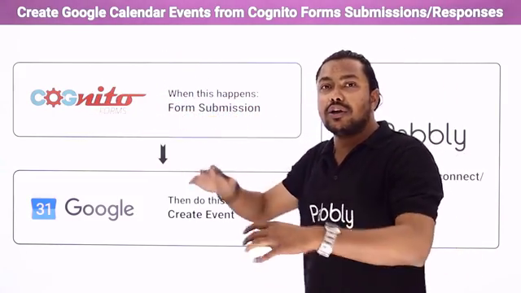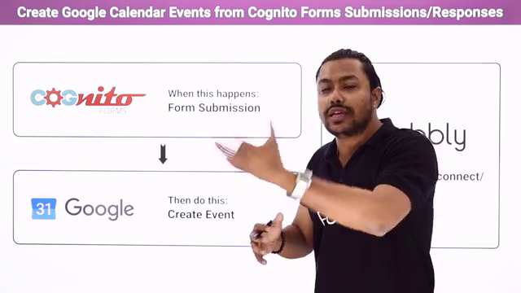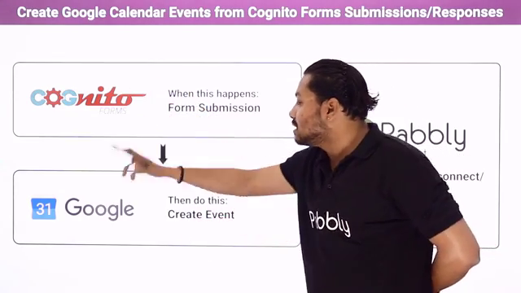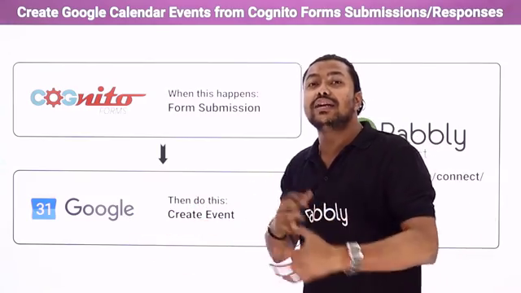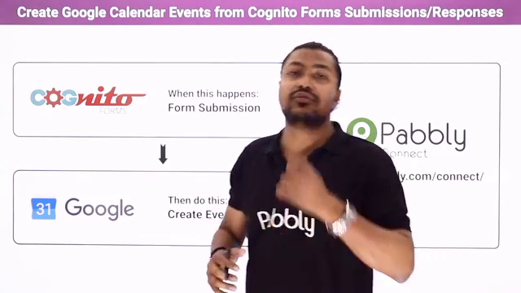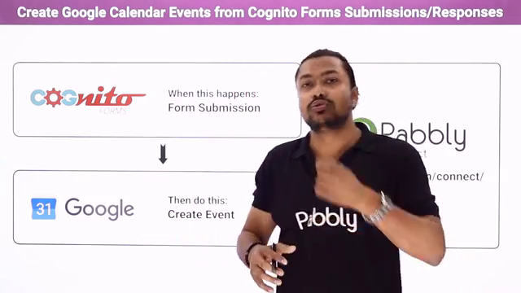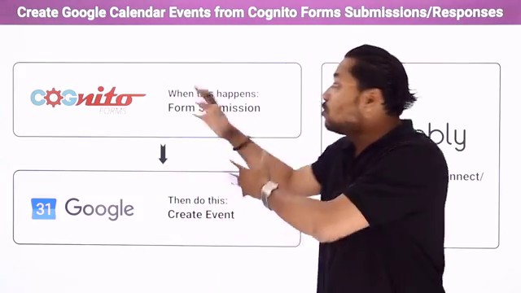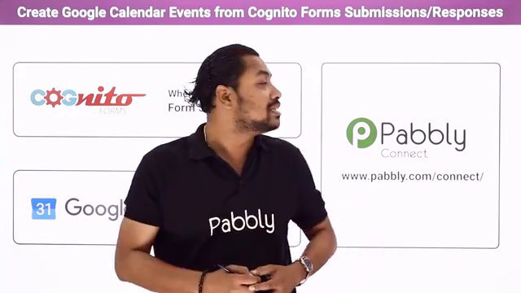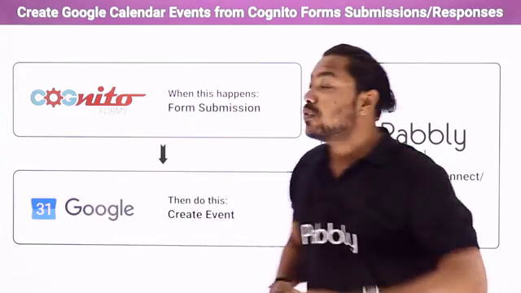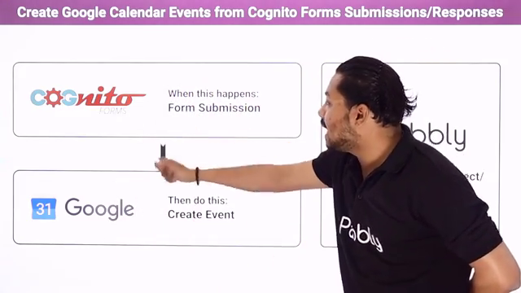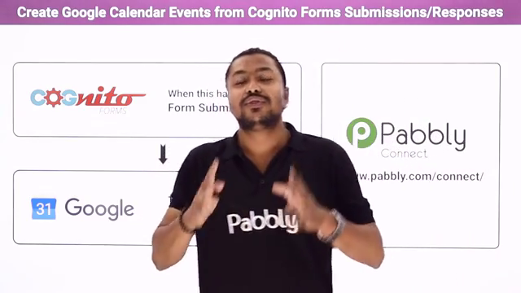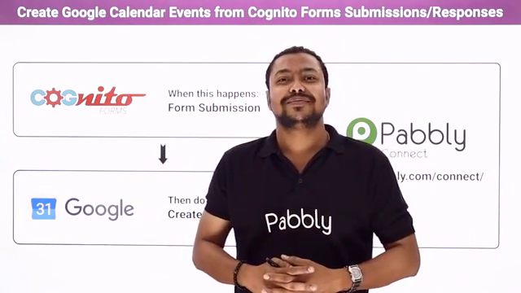The details on that form, which has their name, their number and their appointment time, will automatically be sent to Google Calendar, and an event will be created in Google Calendar which will help you to see which person is having an appointment at which time. Now to do this automation, we are going to use an integration and automation service, Pabbly Connect, which will help us connect Cognito Forms and Google Calendar together. Now to do this automation, you have to come with me to the screen.